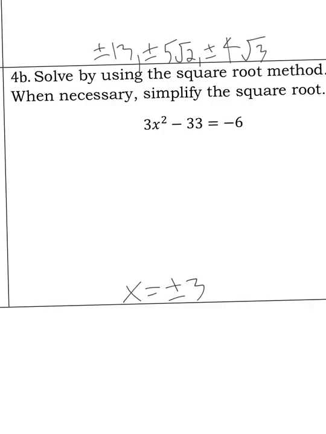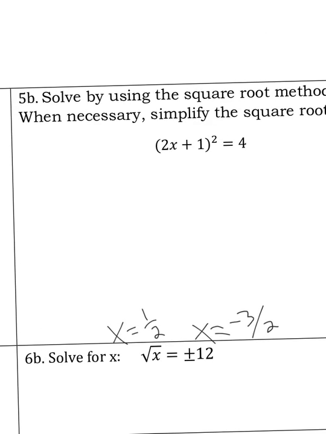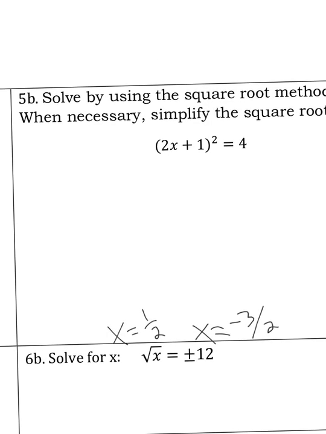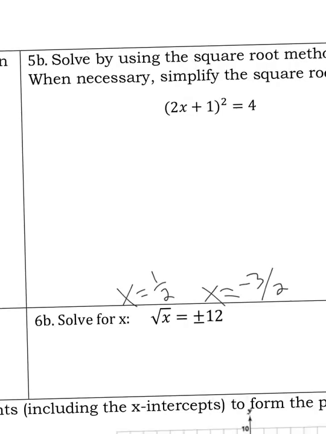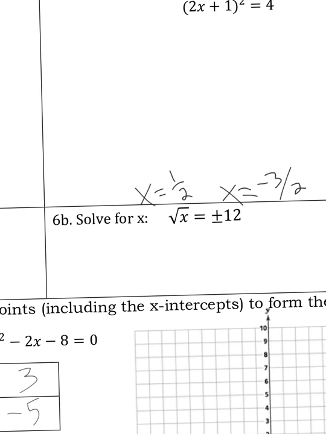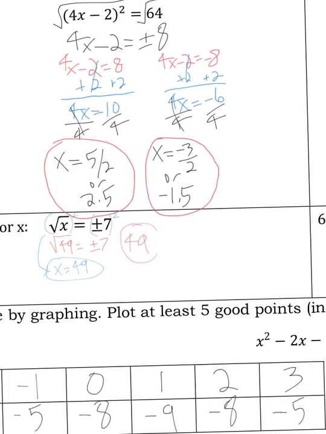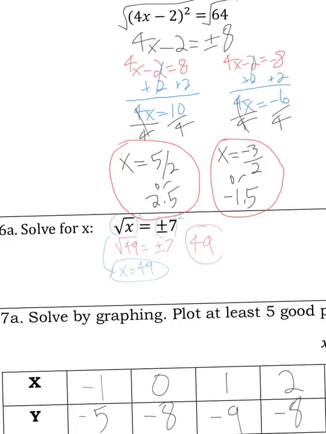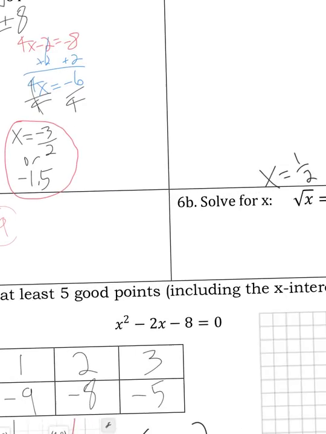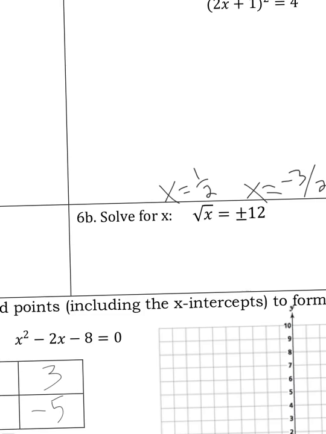4b, you should get plus or minus 3. 5b, you should get 1/2 or 0.5 and -1.5. -3 over 2 is -1.5. Let's see here. 6b, I didn't give you the answer. Just think about it or square both sides, really. Think about the square root of what number would equal plus or minus 12.